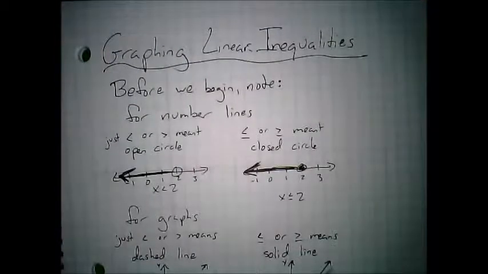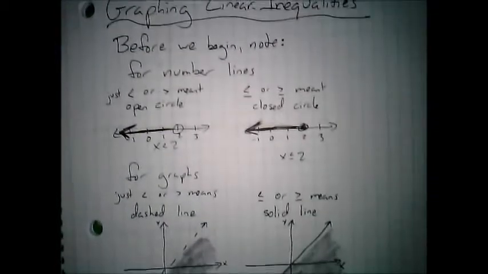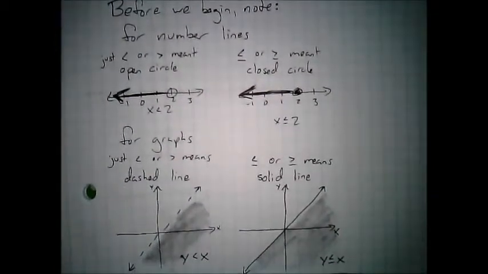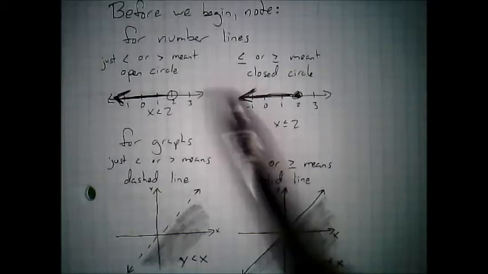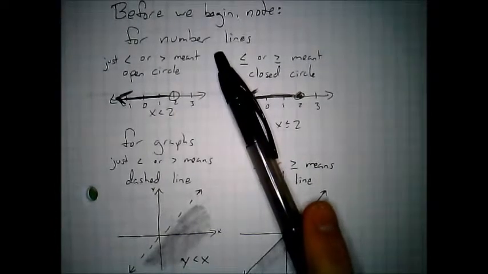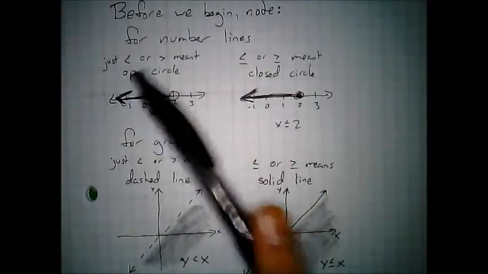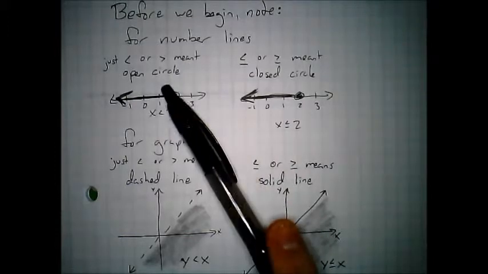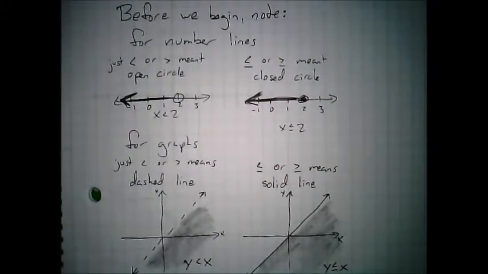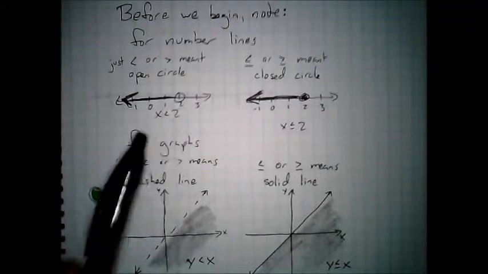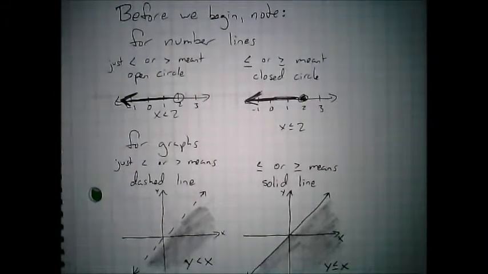Okay, in this video we're going to look at what it means to graph linear inequalities. Before we begin, we want to note the following bits of information. Back when we had number lines and just number lines, when we just had less than or greater than, this meant we had an open circle. For example, x is less than 2 means we had an open circle at 2 and we shade it to the left.